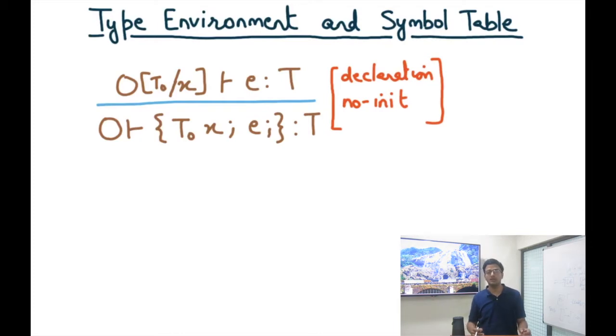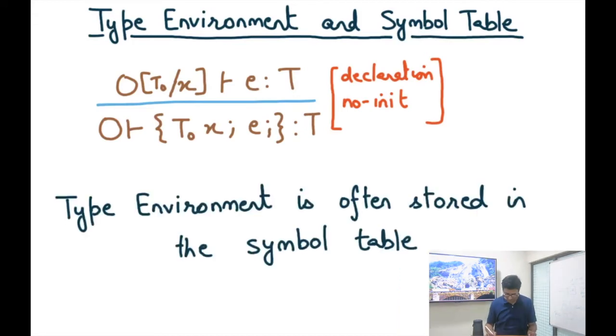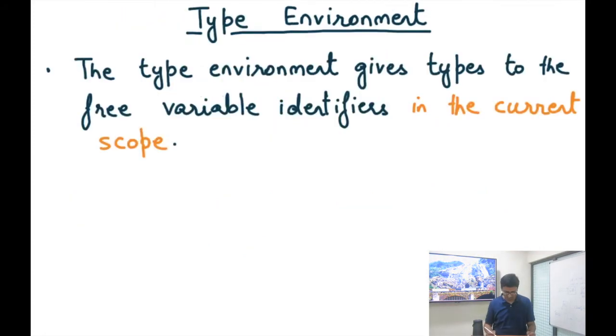In the symbol table we basically were storing information about what are all the symbols. Here we are additionally storing the information about what are their types. And so the easiest way to do type checking is to do it together with scope checking and maintain the type information as a part of the symbol table. Right? So type environment is often stored in the symbol table. The type environment gives types to the free variable identifiers in the current scope.